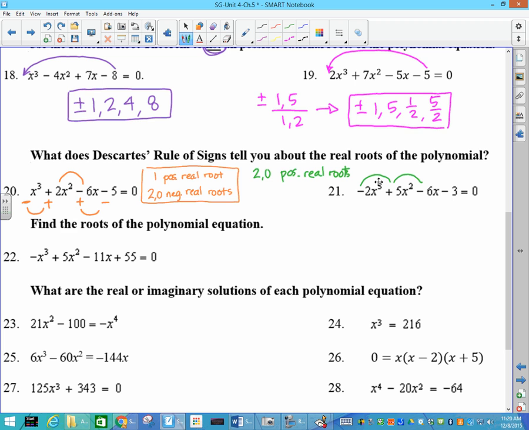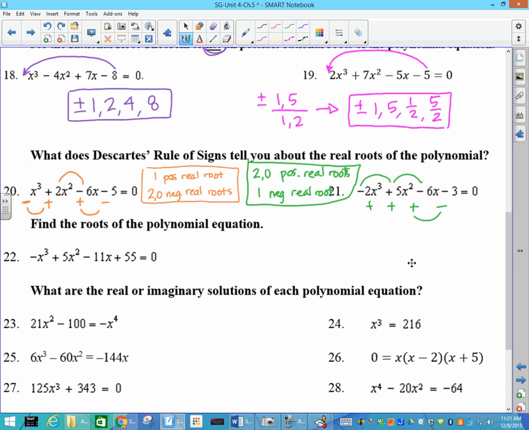And then I change all the odd powers. So this one is now positive. He doesn't change. He becomes positive, and he doesn't change. So I only have one negative real root. So that's how you do Descartes' rule. I hope y'all got that, because that's an easy one.